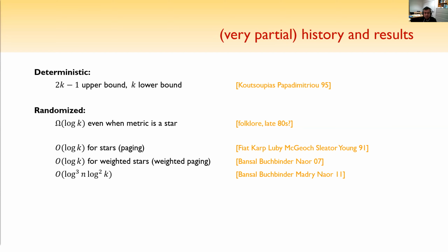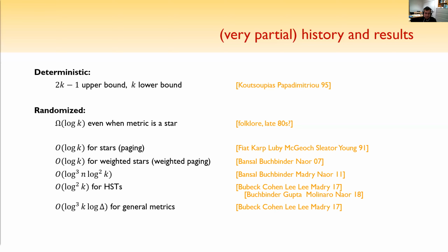But the situation for general metrics is less clear. So in a breakthrough result, Bansal, Buchbinder, Madry, and Naor gave a polylogarithmic competitive ratio. But the competitive ratio does have some dependence on the size of the metric space, the number of points in the metric space. And since then, there have been several results that have been proposed for this problem. All of these are polylogarithmic, but have some dependence on terms other than k.